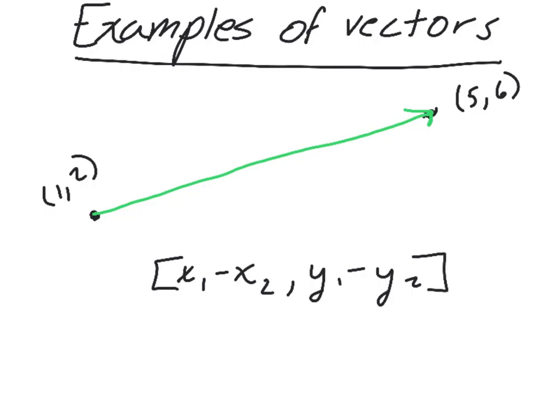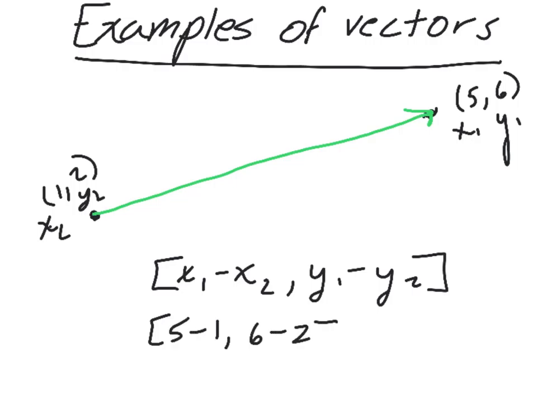So for this one, since we want two positive numbers because the vector is going in a diagonal upward direction, our 5 is going to be our x1, and our 1 is going to be our x2, and then our 6 is going to be our y1, and our 2 is going to be our y2. So now we can plug that in. So we have 5 minus 1 and 6 minus 2. And after doing simple subtraction, that comes out to 4 and 4. And that is the equation of our vector.